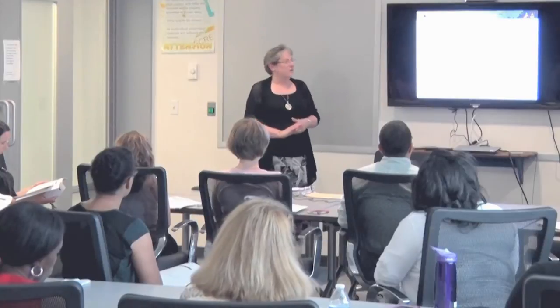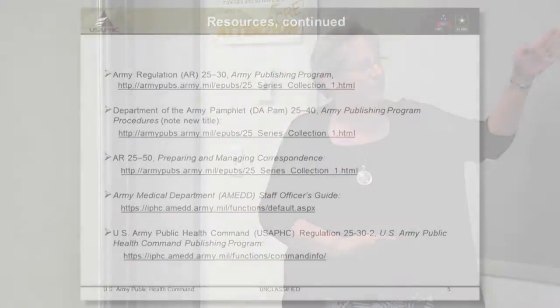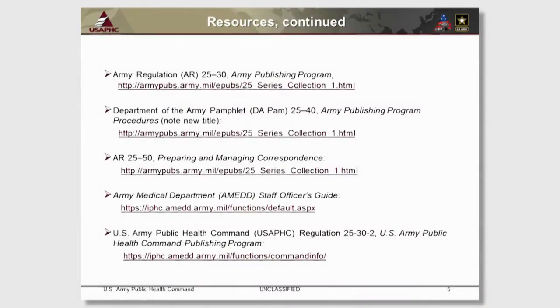2 weeks ago now, APD posted the new versions of Army Regulation 25-30 and DA PAM 25-40. The pub dates are 3 June for both of those. Also available at the APD website. And you'll hear us mentioning things from both of those publications today. Good old 25-50, Preparing and Managing Correspondence, is still our go-to guide for all things correspondence.